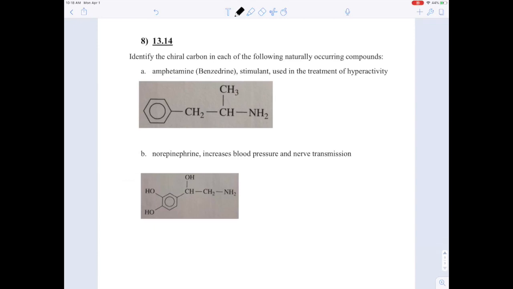Chapter 13, question 8 asks you to identify the chiral carbon in each of the following naturally occurring compounds. And remember that the term chiral means handed. So a carbon is chiral if it has 4 different sides. In this case, that means it is bonded to 4 different groups, and you're looking at the whole group all together. So bonded to 4 different groups.